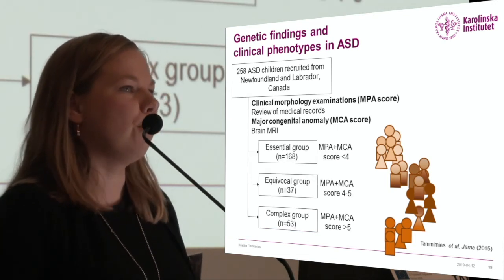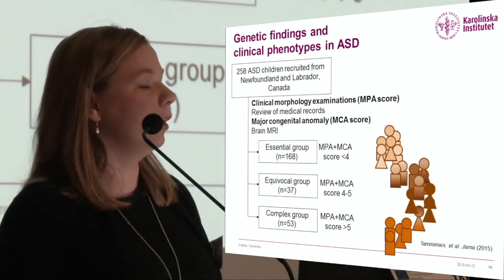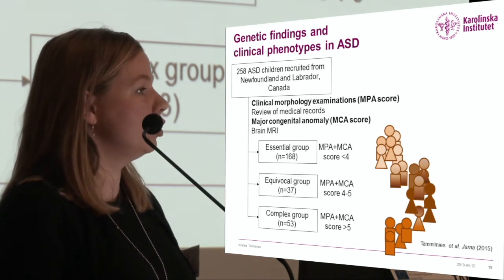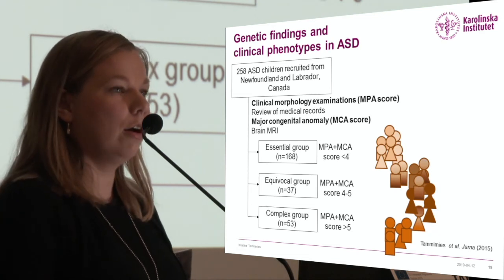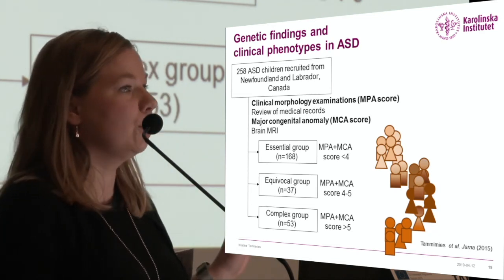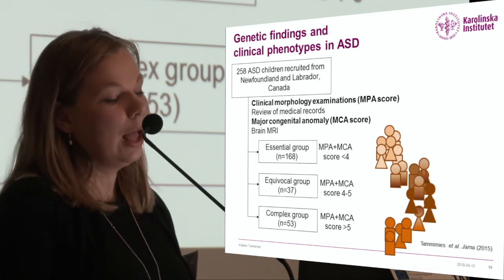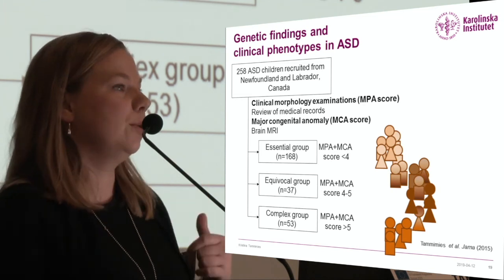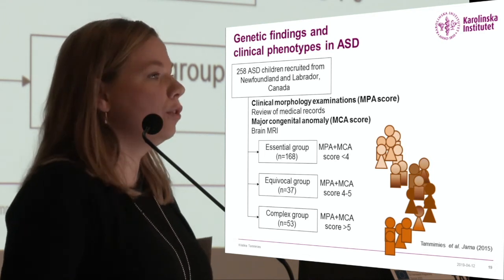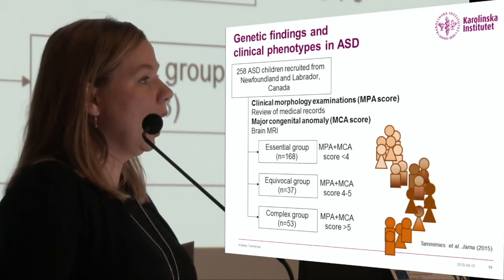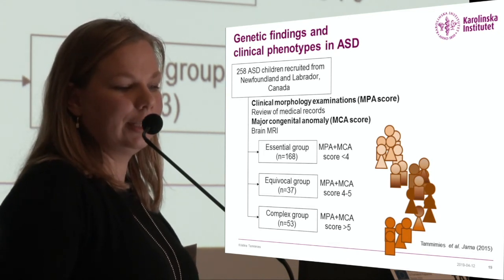And if you do the scoring system, you can find that there is a large minority that wouldn't have a lot of different morphological features. They wouldn't have major congenital anomalies. But then there is still quite a large proportion that would have a lot of these features. They might already have had an anomaly when they were born, and lots of these, which we call the complex and equivocal group. So then we took this, and we did both the CMA and whole exome sequencing, and we really wanted to look at what would be the clinical diagnostic yield in these children.